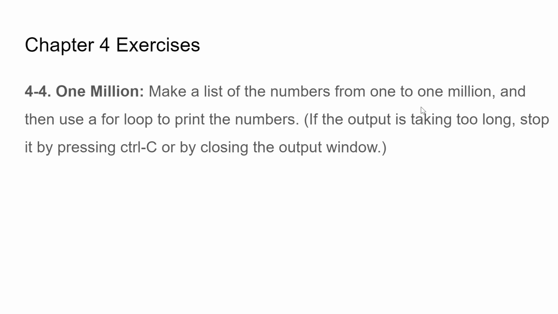Exercise 4.4, 1 million. Make a list of the numbers from 1 to 1 million and then use the for loop to print the numbers. If the output is taking too long, stop it by pressing Ctrl-C or by closing the output window. So a fair warning, this program may cause your system to slow down a bit, but if it's taking too long, you can just use the command Ctrl and C to stop it. So let's do this in Spyder.